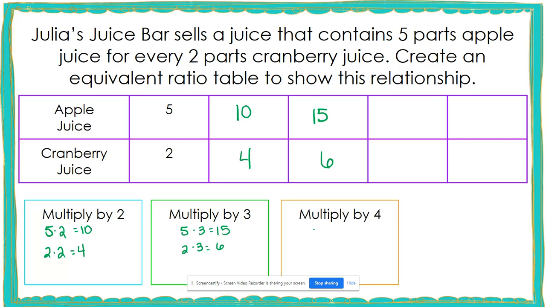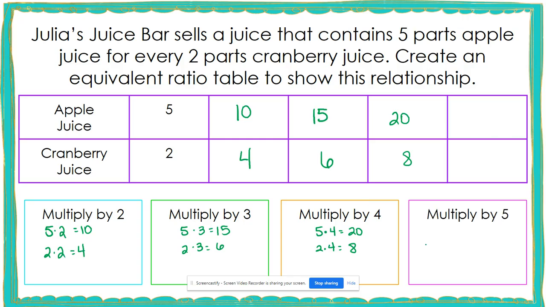Next, I would multiply by 4. So I would take my 5 parts of apple juice and multiply by 4, which would give me 20. Then I would take my 2 parts of cranberry juice and multiply by 4, which would give me 8. Finally, I'm going to multiply by 5. So I'm going to take my 5 parts of apple juice and multiply by 5, which would give me 25. And I'm going to take my 2 parts of cranberry juice and multiply by 5, which would give me 10.